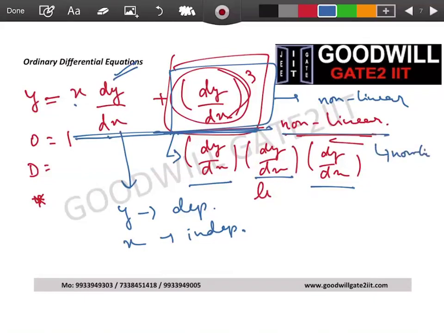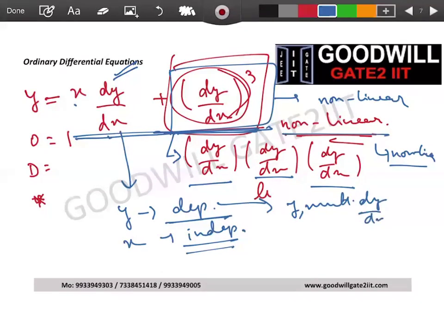You just need to see, first, what is your dependent variable and what is your independent variable. Then check whether your dependent variable or its derivatives like dy by dx, d square y by dx square are in multiplication of each other or not. No term should have multiplication of each other. Then the equation will be a linear equation. Otherwise it is a non-linear equation like this one.